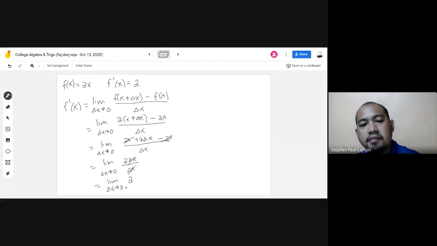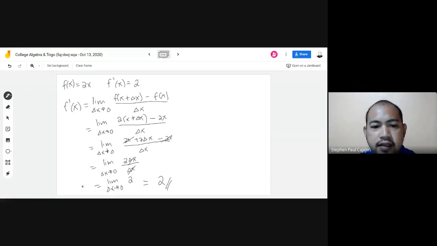So, this time, we cannot simplify any further. So what we do with the limit is substitute delta x with 0. But there is no delta x left, so this is simply equal to 2. And that's the final answer.